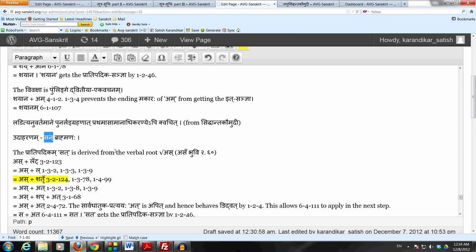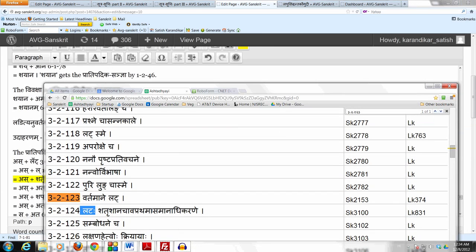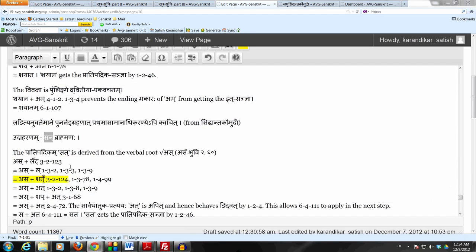So this is an extension of 32124, even though the sutram says aprathama samana adhikarane. Because of the repetition of lat in 32124, the grammarians conclude that Panini is signaling that once in a while we may see the Shatru Shanach Adesha in place of lat, even when there is prathama samana adhikaranyam. So San Brahmanaha, here this San is derived from the verbal root as, which is asa bhuvi. In the adadi ganaha derivation is similar as before.